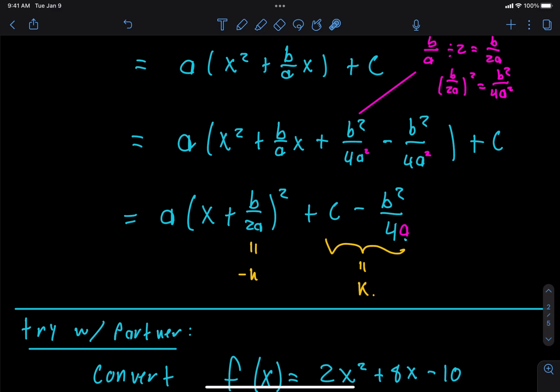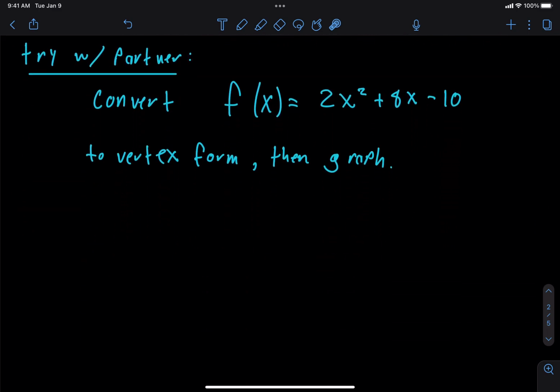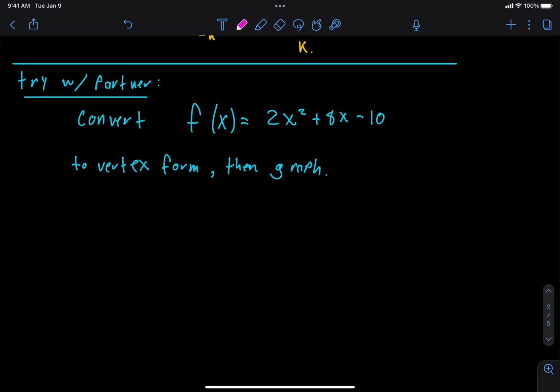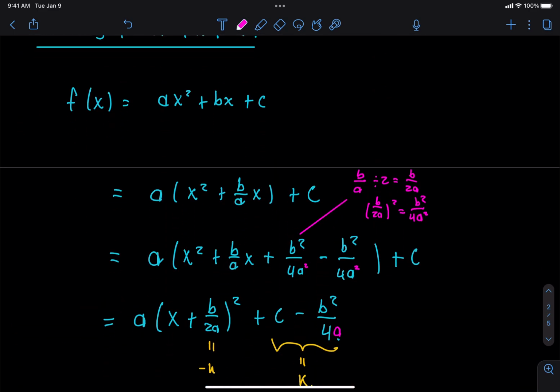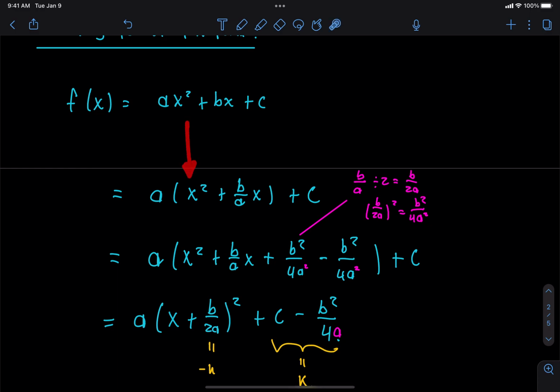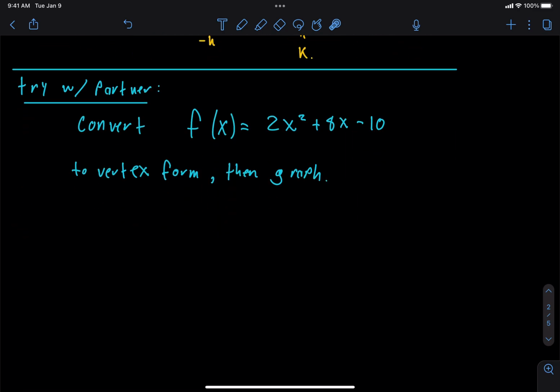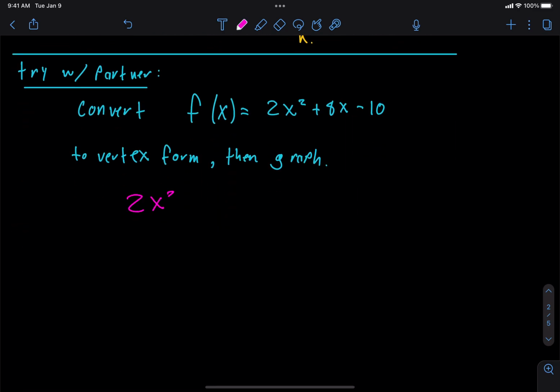So we're not going to try this with a partner. We don't have quite enough time. I'm going to run through this example of how we do it, going through the steps one by one. The first step that the notes tell me to do is to factor out whatever this a value is, taking it out of the first two terms. So I'm going to start with 2x squared plus 8x minus 10, and factor out this 2 from the first two terms. If I do that, I get 2 times x squared plus 4x. Agree?